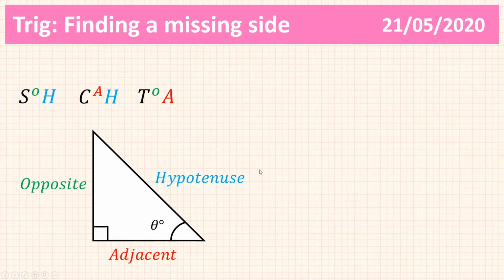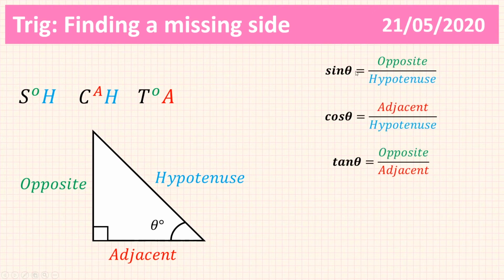The other thing we need to remember is how we can write the ratios. So we've got sine theta is equal to opposite divided by hypotenuse. Cos theta is equal to adjacent divided by hypotenuse. Tan theta is equal to opposite divided by adjacent.